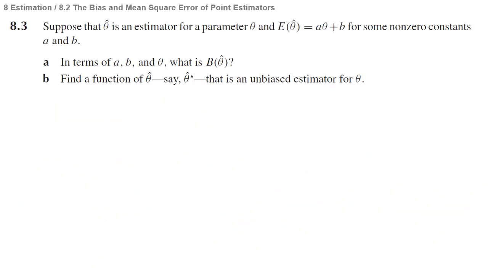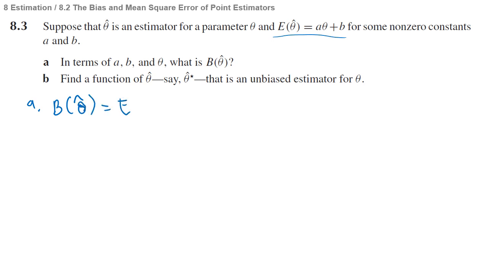Okay, let's try to solve exercise problem 8.3. Suppose that theta hat is an estimator for a parameter theta, and the expected value of theta hat is a theta plus b for some non-zero constants a and b. In terms of a, b, and theta, what is the bias of theta hat?